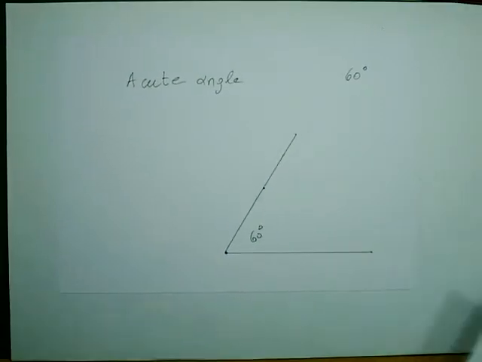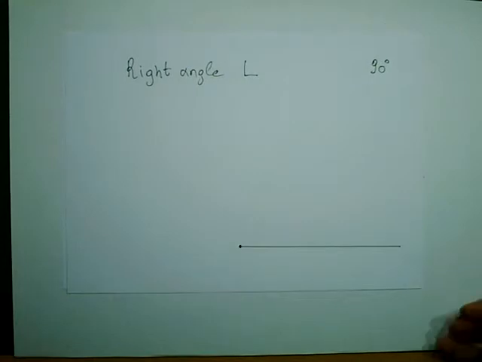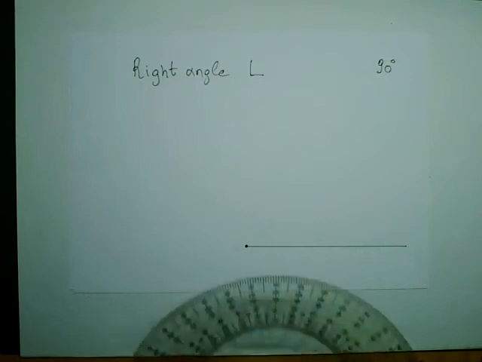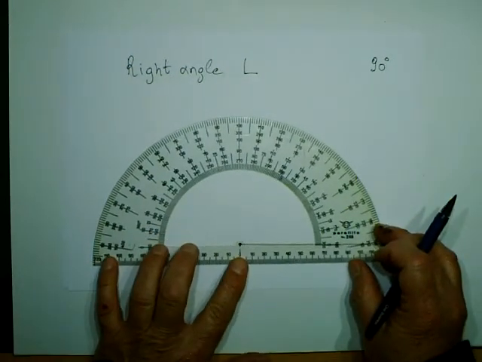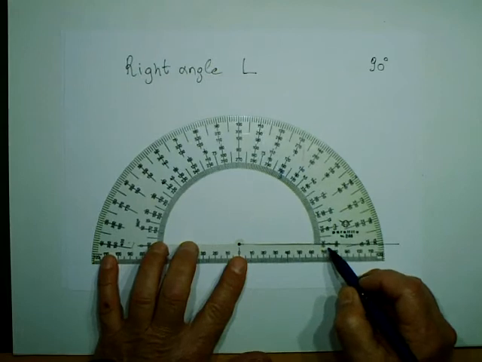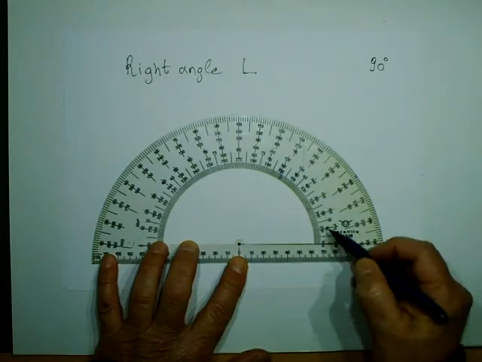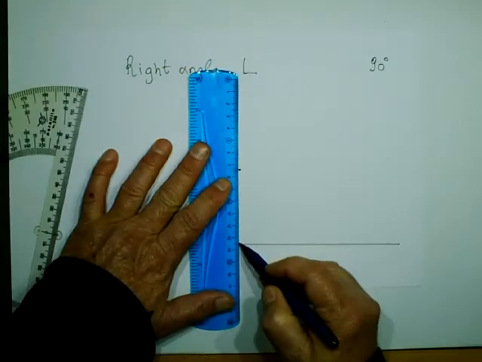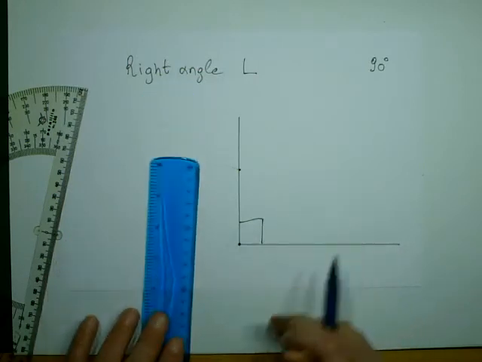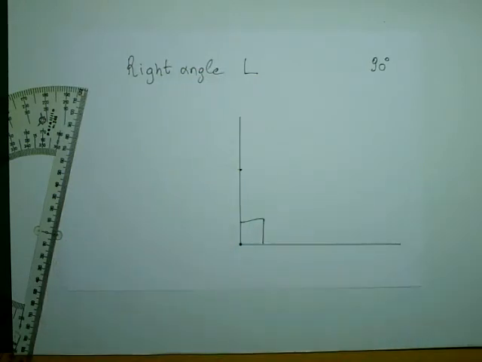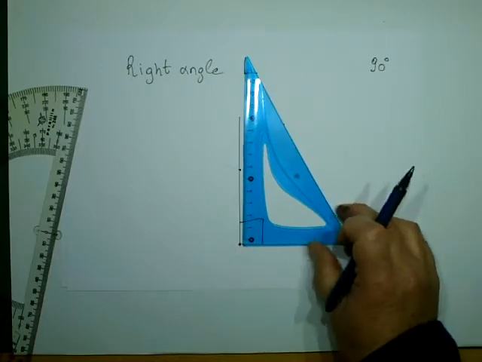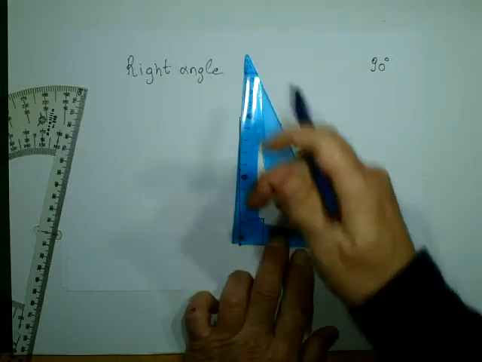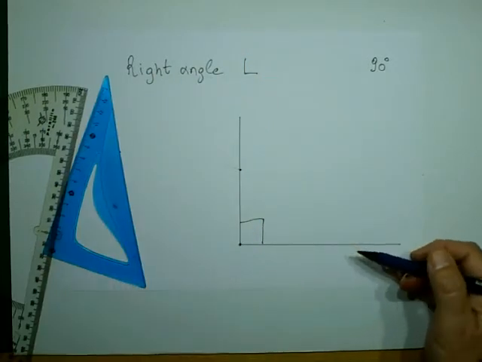Now, let's draw a right angle. What is a right angle? A right angle is an angle that is 90 degrees. How can I draw a right angle? Of course, using the protractor. Here the fixed point, here it is 0, and 90 is here. So I can draw the line here, and this is a right angle or 90 degrees. Another way to do this is to use our triangle. On our triangle we have 90 degrees here, and these two lines are said to be perpendicular.